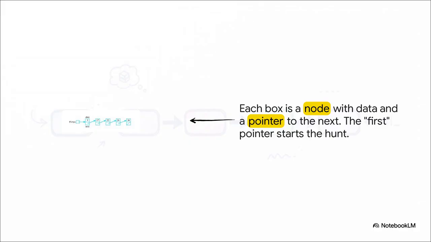And look, this visualizes our scavenger hunt perfectly. You start at that first pointer, right? And that leads you to the first node. That node has its data and a pointer to the second node. And that second one, it points to the third, and on it goes, creating this whole chain of interconnected clues.